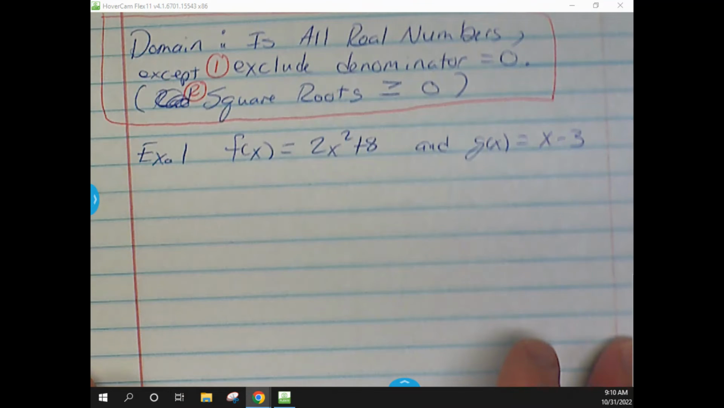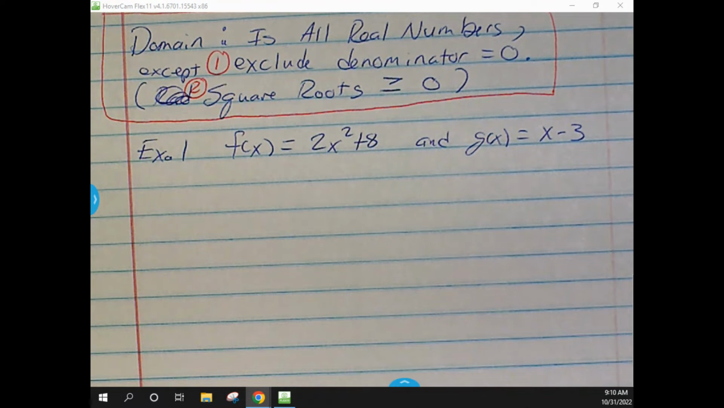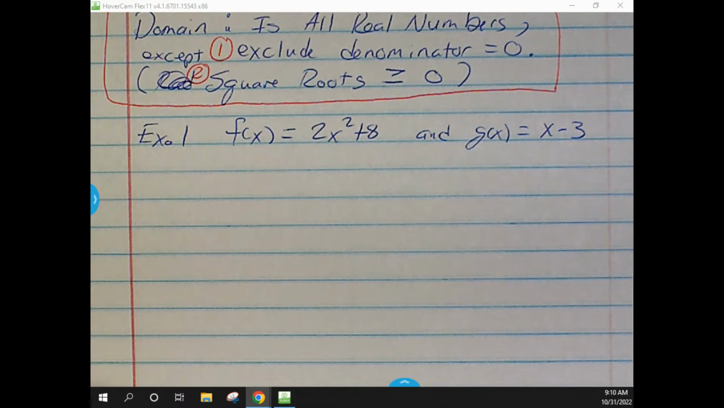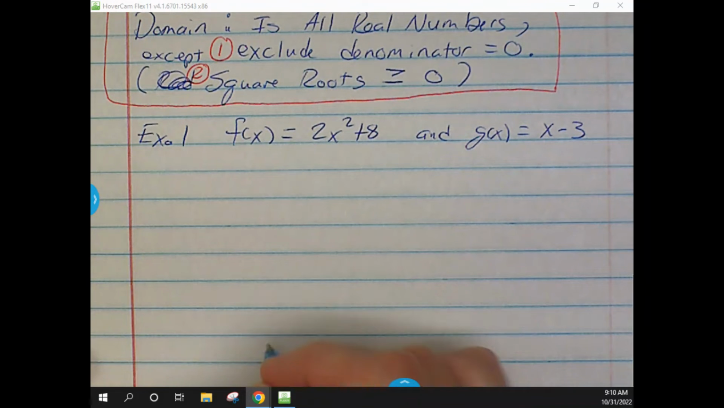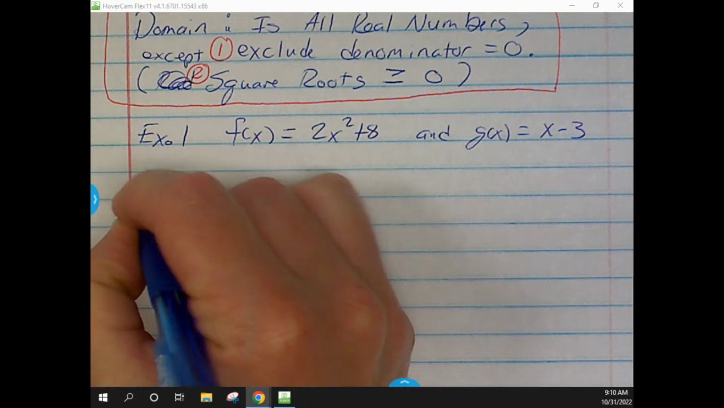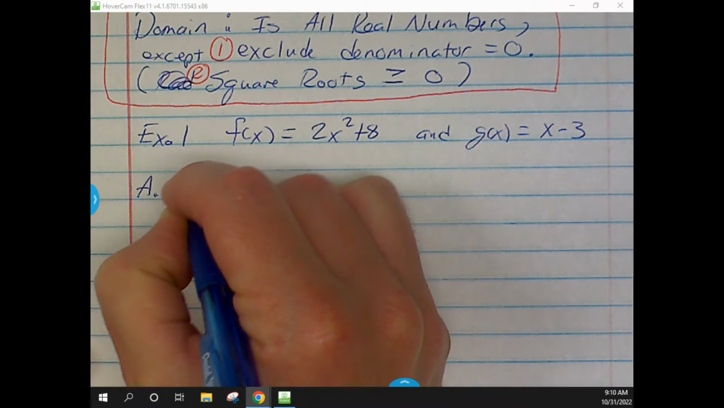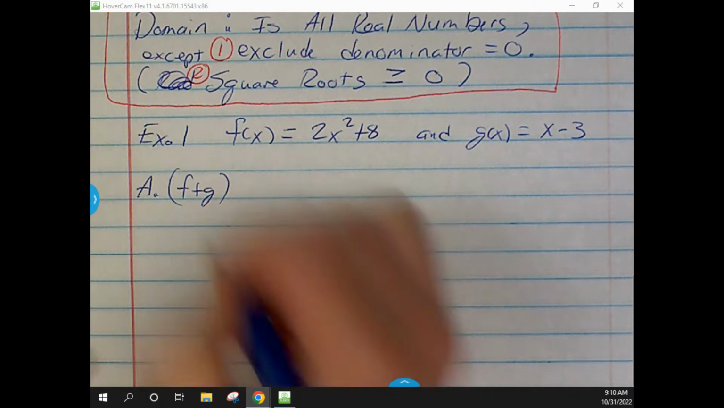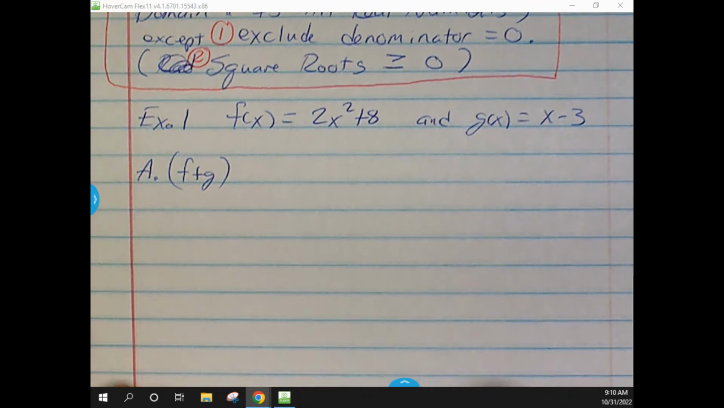Okay, so for the first example, I guess we can do all four of these. We may do addition, subtraction, multiplication, division. We'll mix it in and do what we can here. Okay, so for example one, we're going to do all four parts.